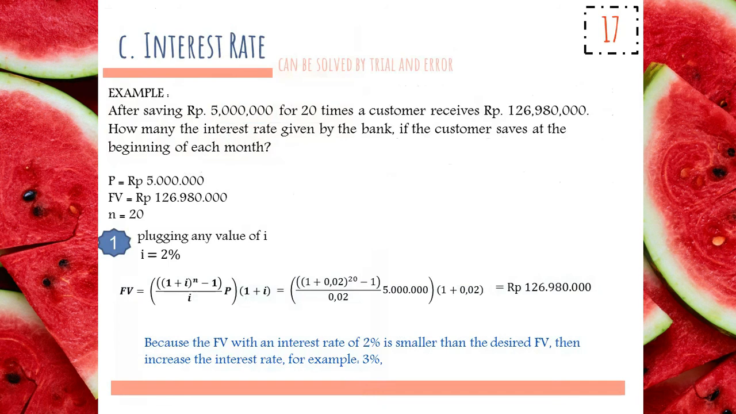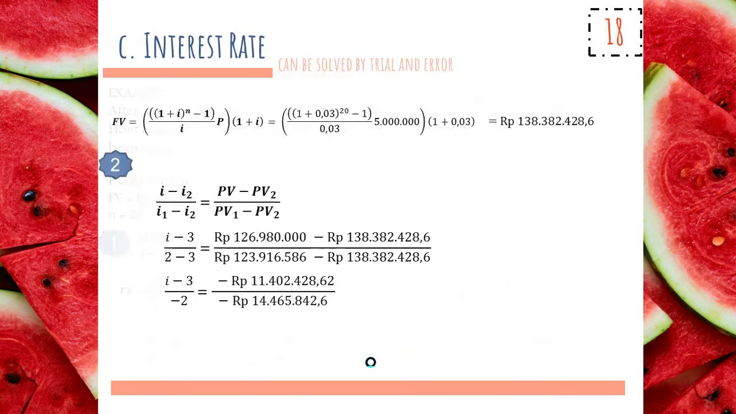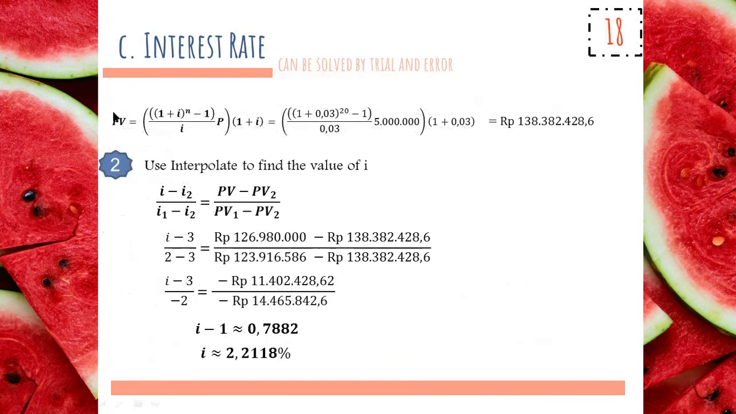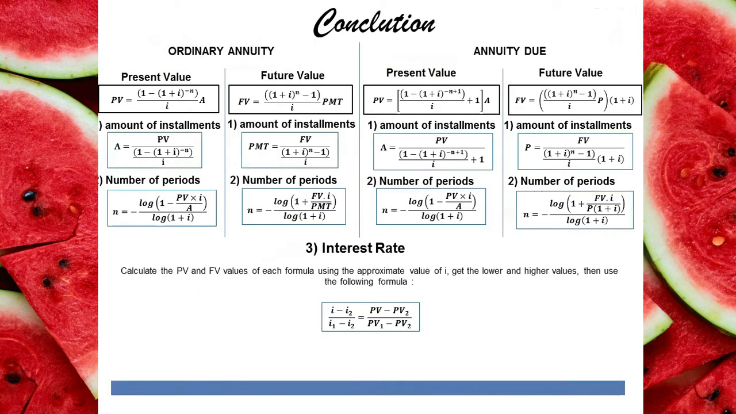C is the interest rate, which can be solved by trial and error again. Example: after saving 5 million 20 times, a customer received 126 million. What is the interest rate given by the bank if the customer saved at the beginning of each month? We can solve it. Now this is the conclusion. We can take a picture of this or a screenshot.